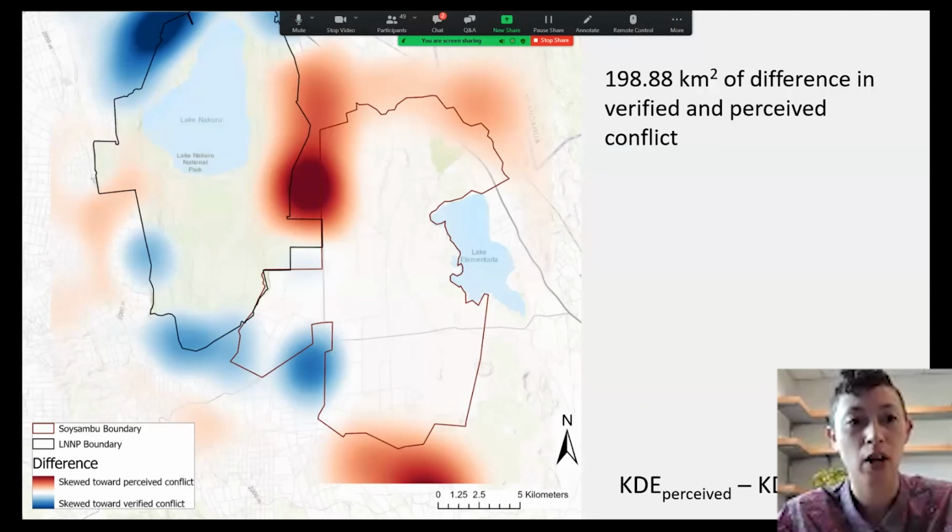The blue areas are where the government has recorded a lot of verified livestock kills, but the community doesn't write on the map as much. So our hunch about there being big differences between these two data sets turned out to be correct. And we now know where specifically to focus these community outreach efforts that we're doing around conflict.